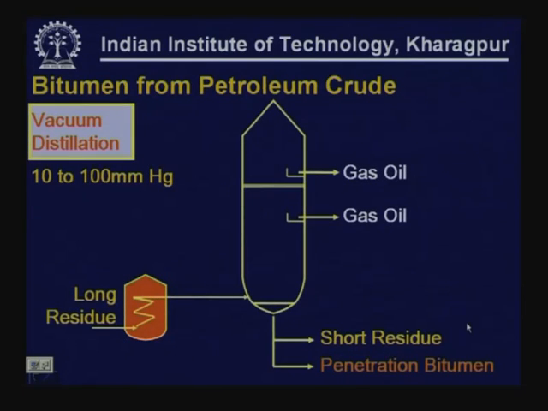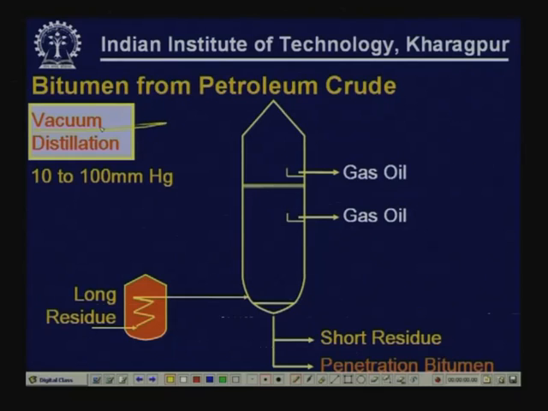But the long residue is not a material that can be directly used for pavement construction. This requires further processing because it would still contain certain amount of gas oil and other components. So, this again has to be distilled, but further distillation is done under vacuum. This is the amount of vacuum that is applied, and these are the components that are going to be produced, and what we are interested in is the short residue that is produced.